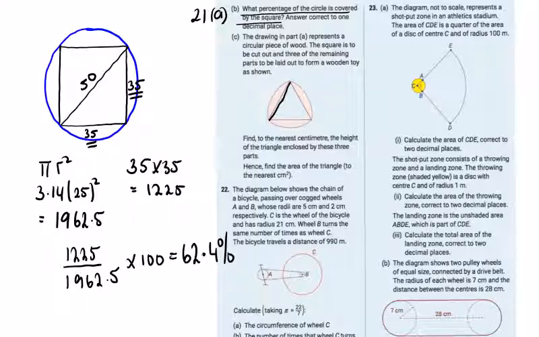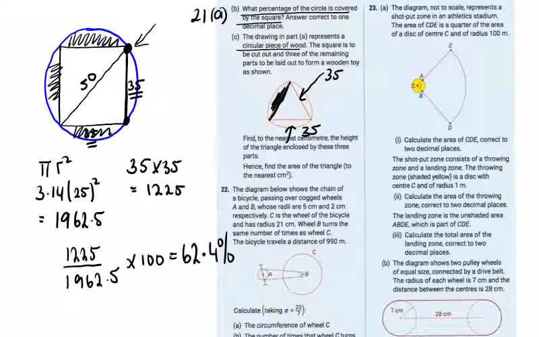Now, what have we got here? We've got this triangle. The drawing in part A, this one, represents a circular piece of wood. The square is to be cut out, and 3 of the remaining parts, okay, so this part here, 1, 2, 3 of these are used in this design here. So what can we say about these along here? Well, we can say that the straight part of them is 35. So that side of the triangle, they're all going to be 35 for the triangle.